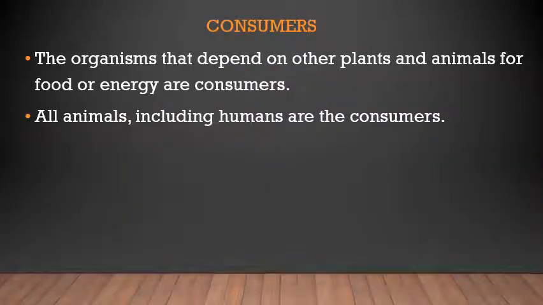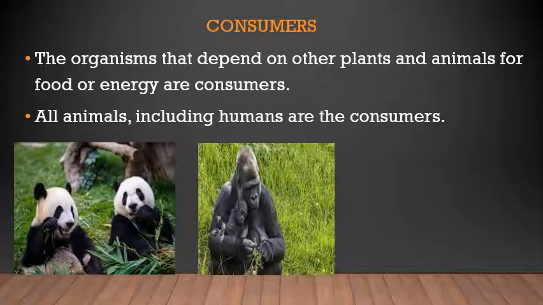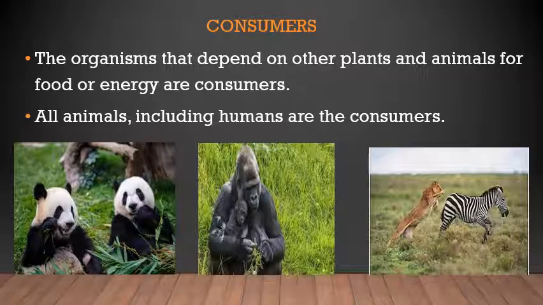Second one is consumers. The organisms that depend on other plants and animals for food or energy are called consumers. They cannot make their own food. All the animals, including humans, are consumers. We all come under consumers because we depend on other living things, other plants or other animals, for our food, our energy, our nutrition. We depend on them, so we are called the consumers.